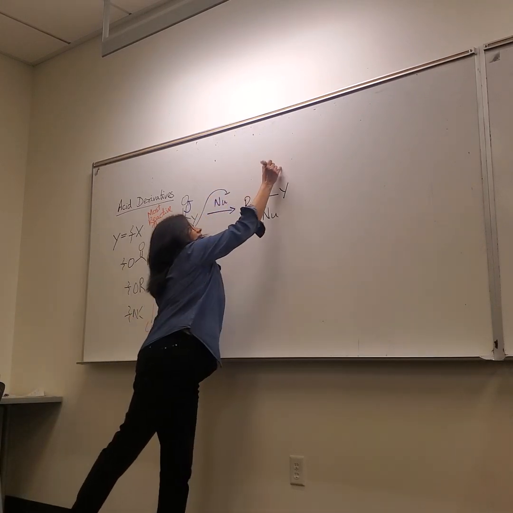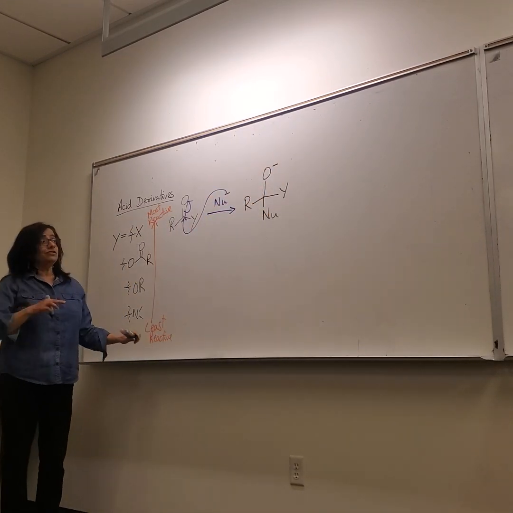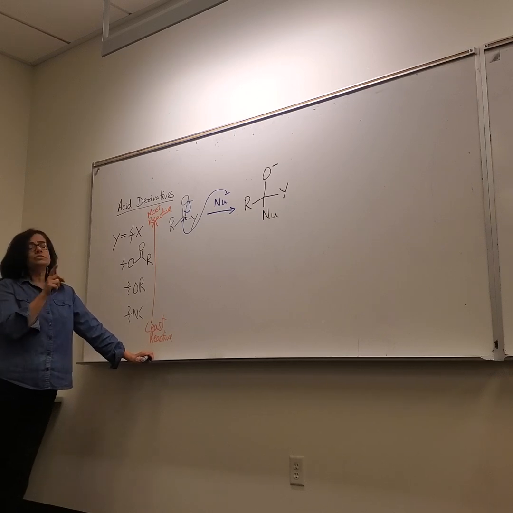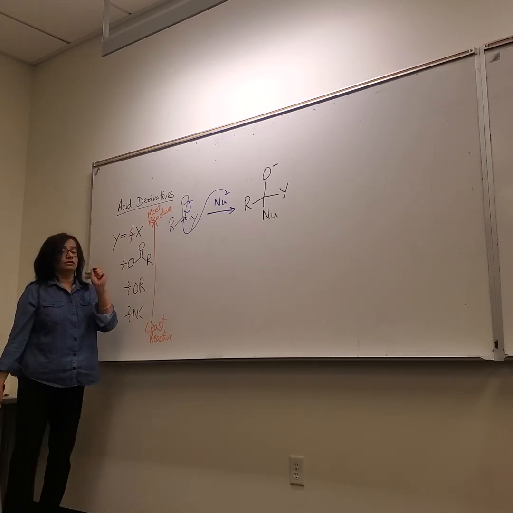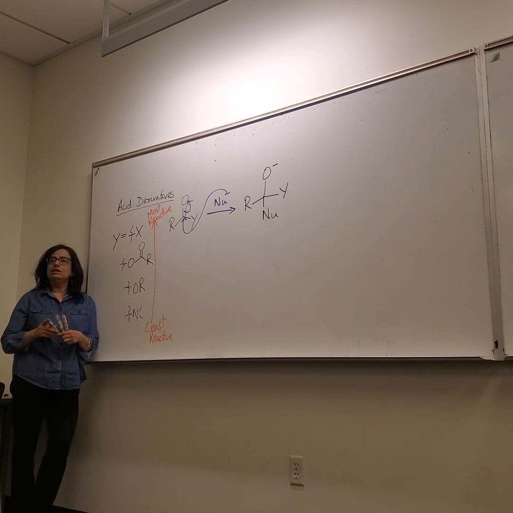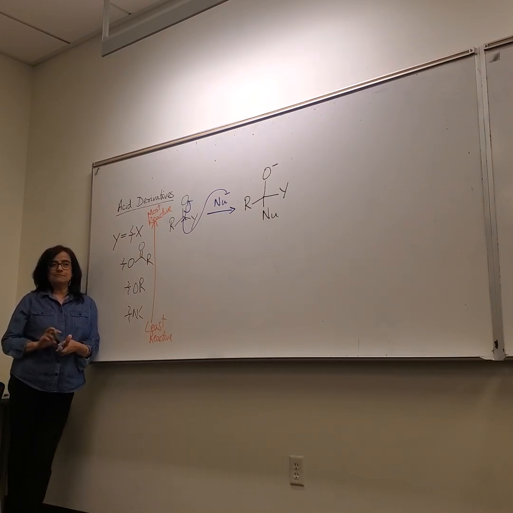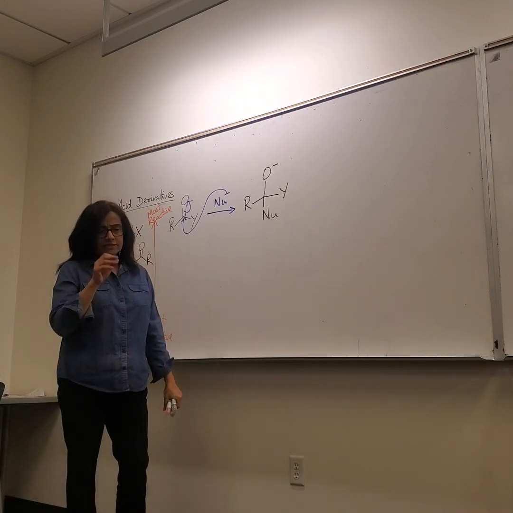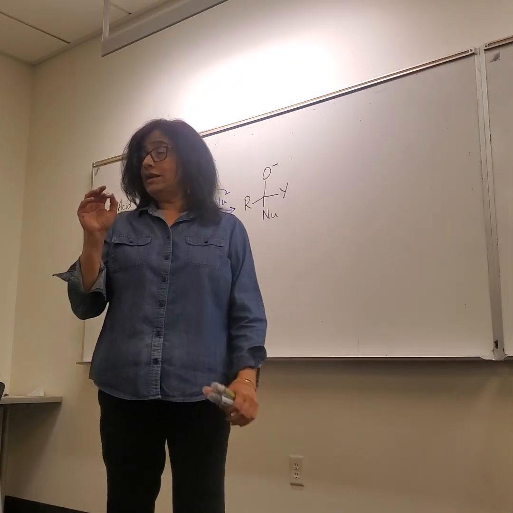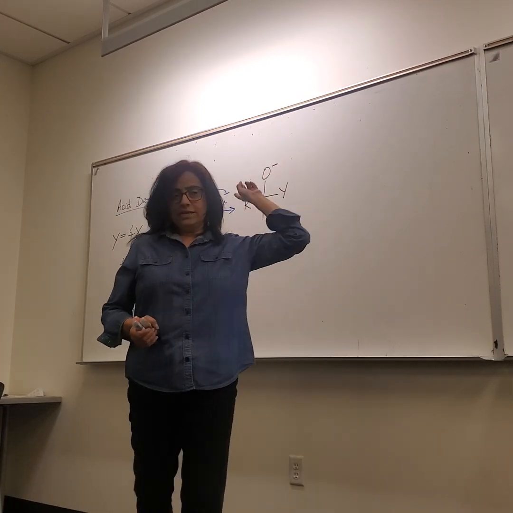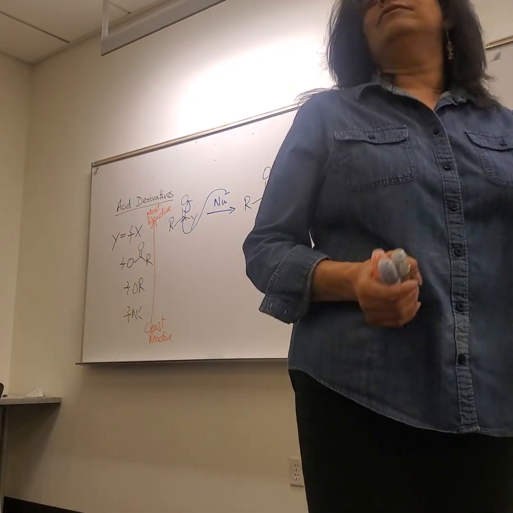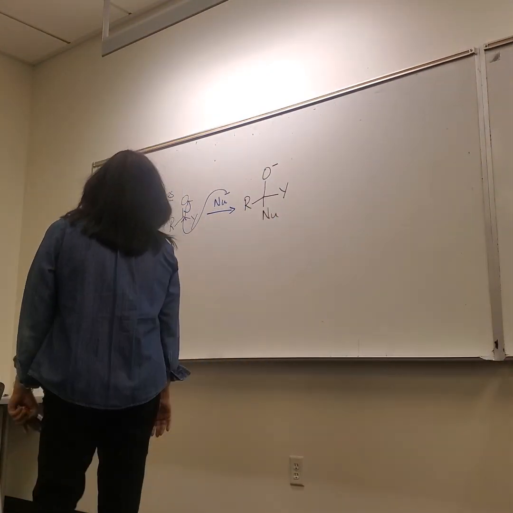Yes, they all make a tetrahedral intermediate. Now, this is where aldehydes and ketones are different from these guys. There is something that aldehydes and ketones don't have, which these guys do have. Can someone read my mind and tell me what I am thinking about? These acid derivatives do have a leaving group. A leaving group. Exactly.